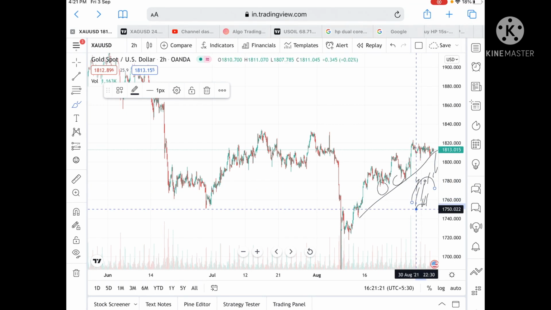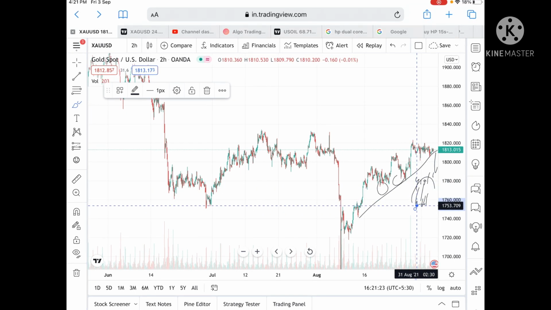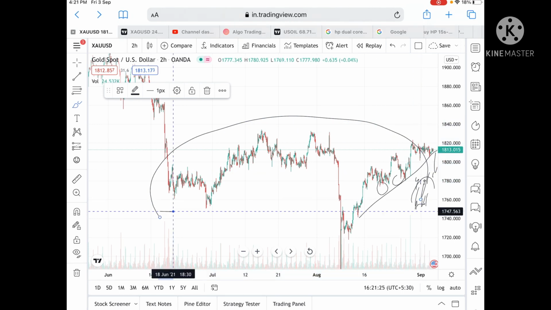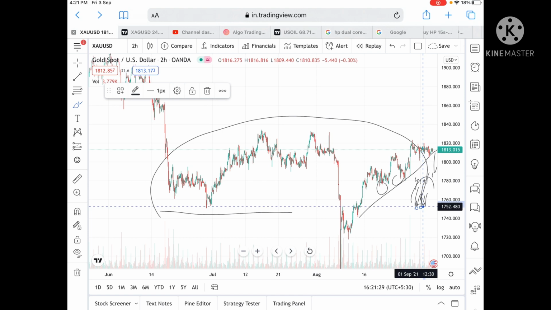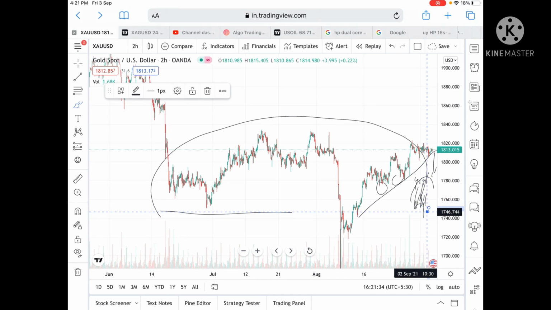Okay, because this is the particular low of that particular range. If we take the whole as a range, this is the range where it has a low of around 1751, and once this level goes downside, we can see a level of 1741, and then we will be on the lower side. You can check my previous video also for this.